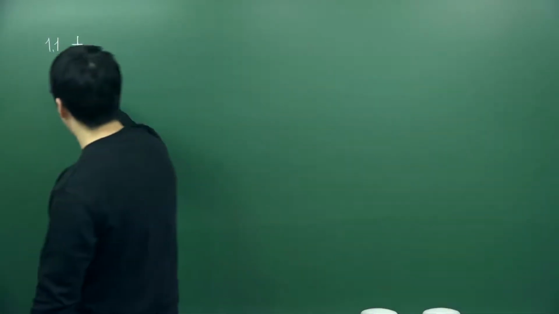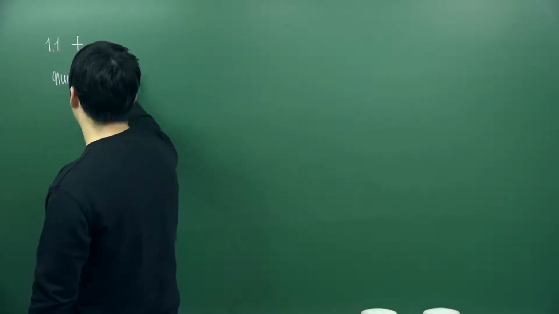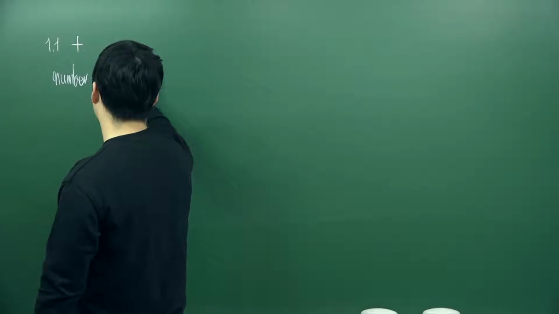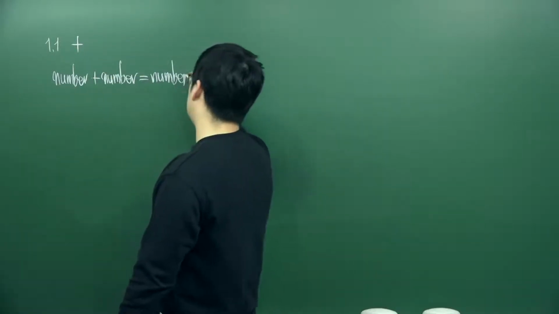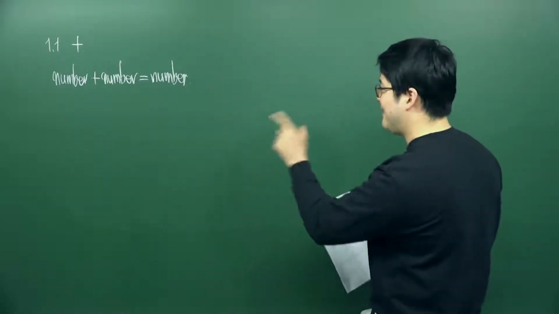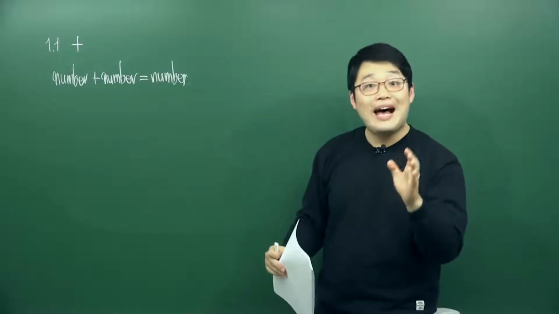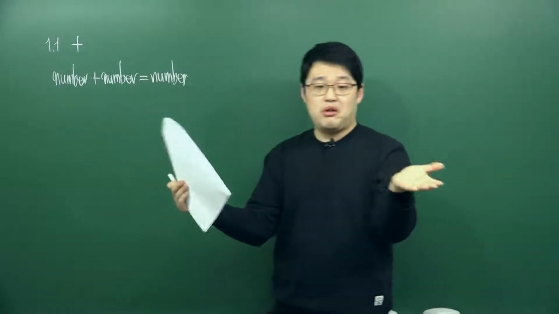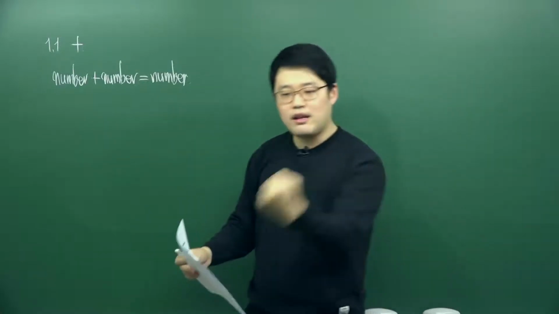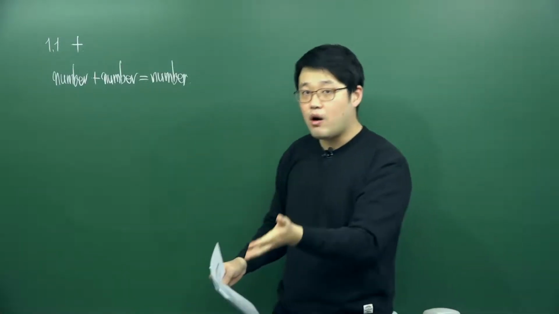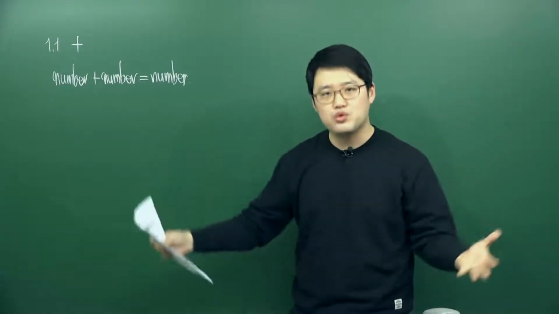We say when we have a number added to a number, we get a number. Seemingly obvious identity, but this is not really an obvious thing. In fact, if you add two odd numbers, you get an even number. Adding odd and odd, it becomes even. It's not odd. So this is not something that is natural.